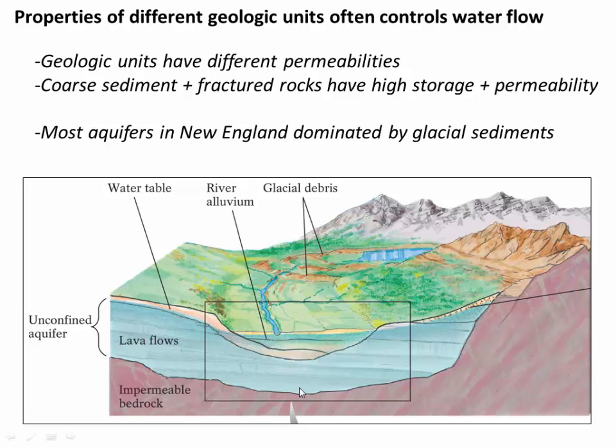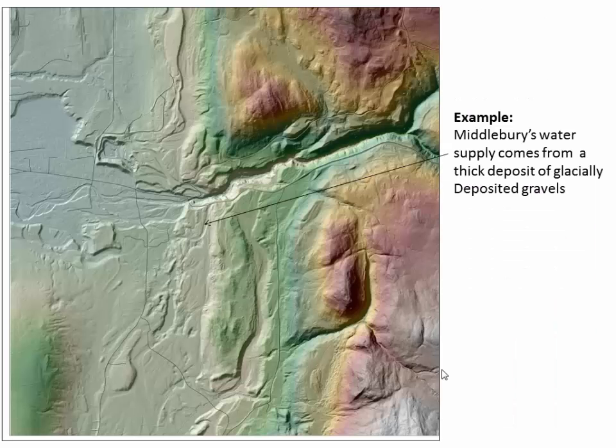So in practice, predicting groundwater flow can be very complicated if the geology is complicated. And so I'll just illustrate that point with a few examples. One example is from right here in the Middlebury, Vermont area. Our municipal water supply for about 15,000 people plus the college comes from a deposit of coarse glacial sediments right up along the flank of the mountains.